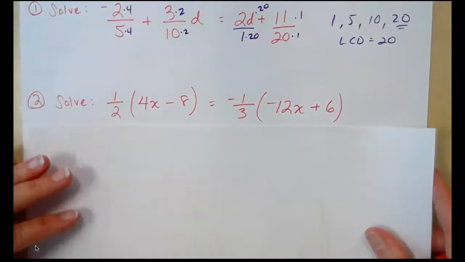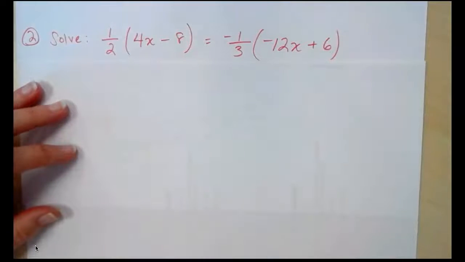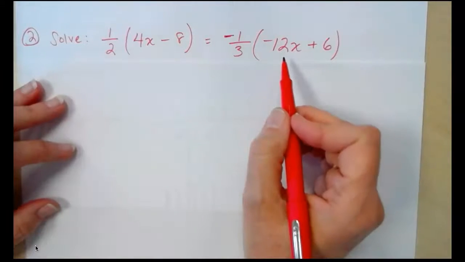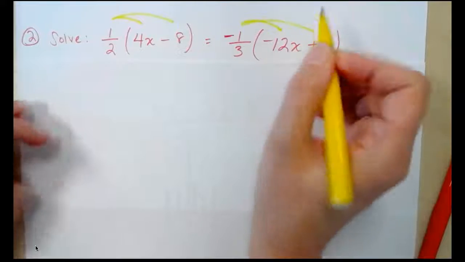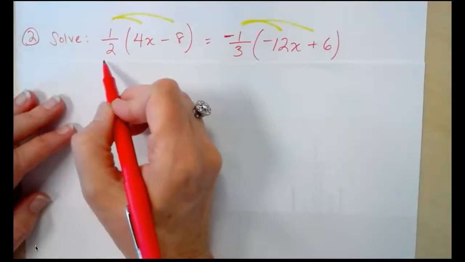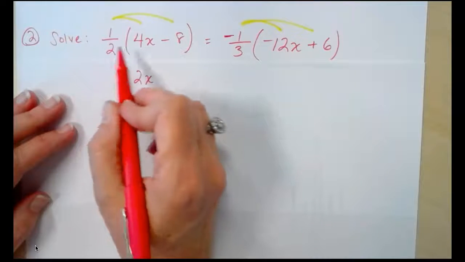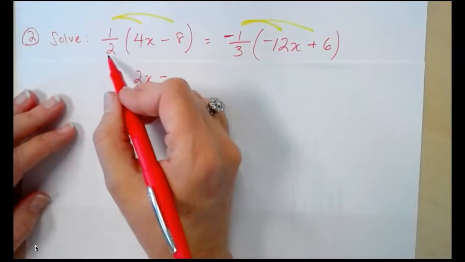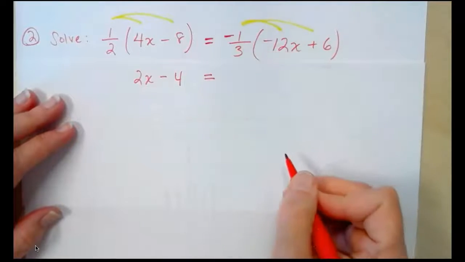Still solving here. We have 1/2 times 4x minus 8 equals negative 1/3 times negative 12x plus 6. We're going to use the distributive property first in order to get rid of those fractions and grouping symbols. 1/2 of 4x is 2x. Remember, multiplying by 1/2 is the same as dividing by 2. Minus 8 times 1/2 is 4, so minus 4 equals, line up those equal signs as we work down the page.